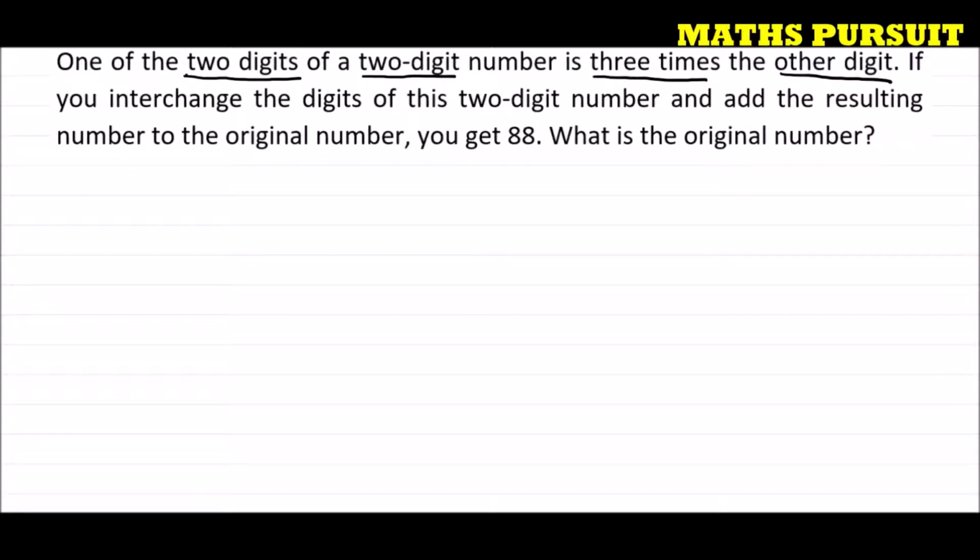Because this is a two-digit number, for example, if it is, let's say, 52, this is one number, the first number, and this is the second number. Now let us assume, because we do not know this two-digit number, let one of the digits be x. Straight away we can write, let one digit be equal to x.